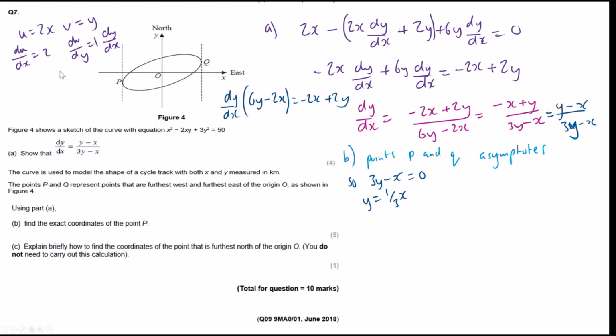Because this gradient, yeah. Really, the other gradient, when it's flat this way, is when it's 0, horizontal. So once we've got that, that's to unlock the question. We've got y equals a third x, then the original equation. So we sub that in as a simultaneous equation, and then solve from there.